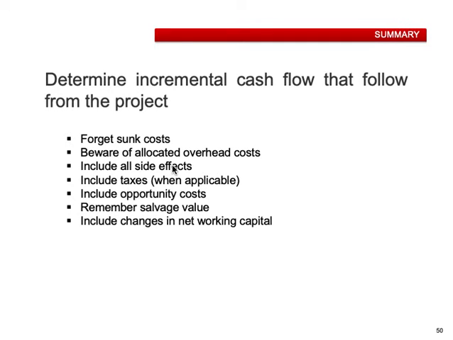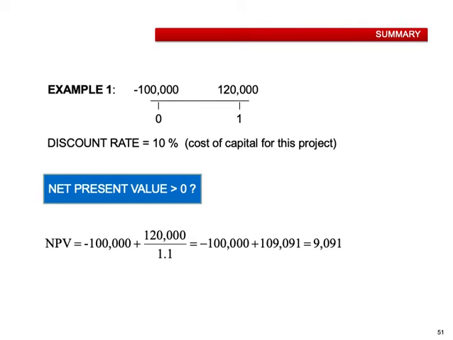You need to include all side effects, taxes, opportunity costs, and also remember that the underlying asset may be sold at the end of the lifetime, so you need to include your salvage value. And also you need to include changes in net working capital. And change in net working capital can be measured by the investment or disinvestment. And also that is something that you need to include in your cash flow calculation as well. So let's look at a very simple way of calculating the net present value.